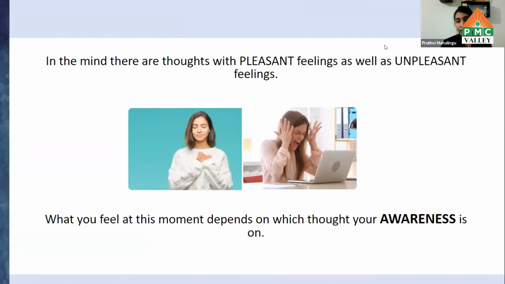In the mind, there are thoughts with pleasant feelings and unpleasant feelings. For example, the days that you spent during your school days or college days creating great memories are all related to some kind of pleasant feelings, whereas unpleasant feelings are like the death of a person who is very close to you. The thoughts related to all of these feelings are in the mind. And what you feel at this moment depends on which thought your awareness is on.